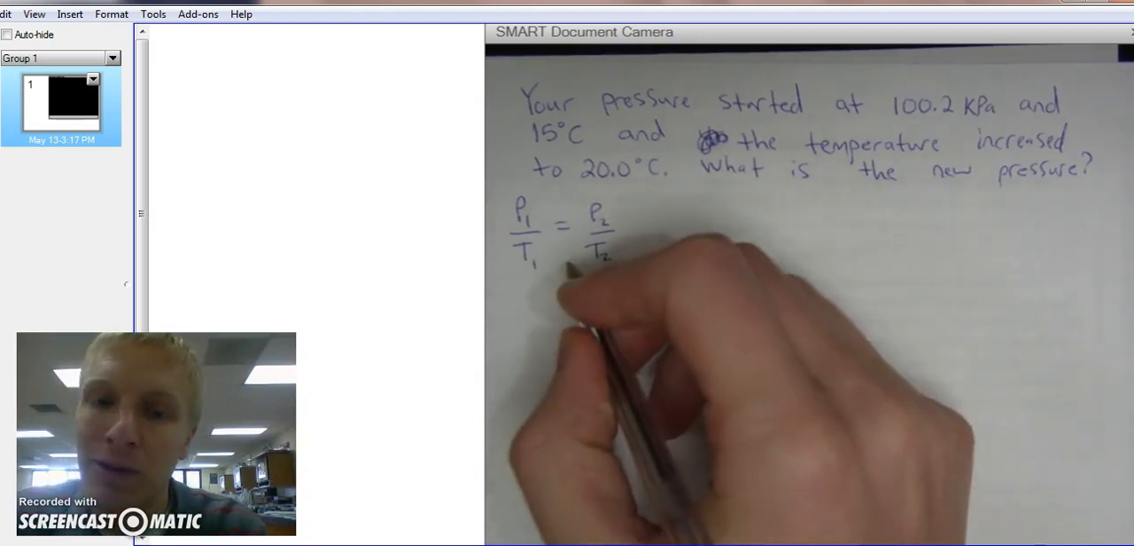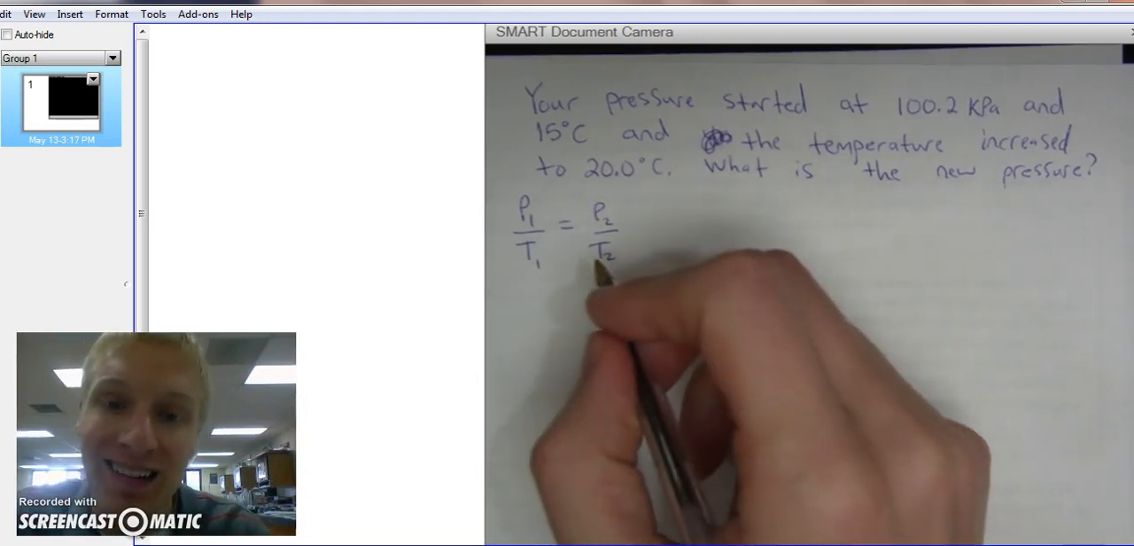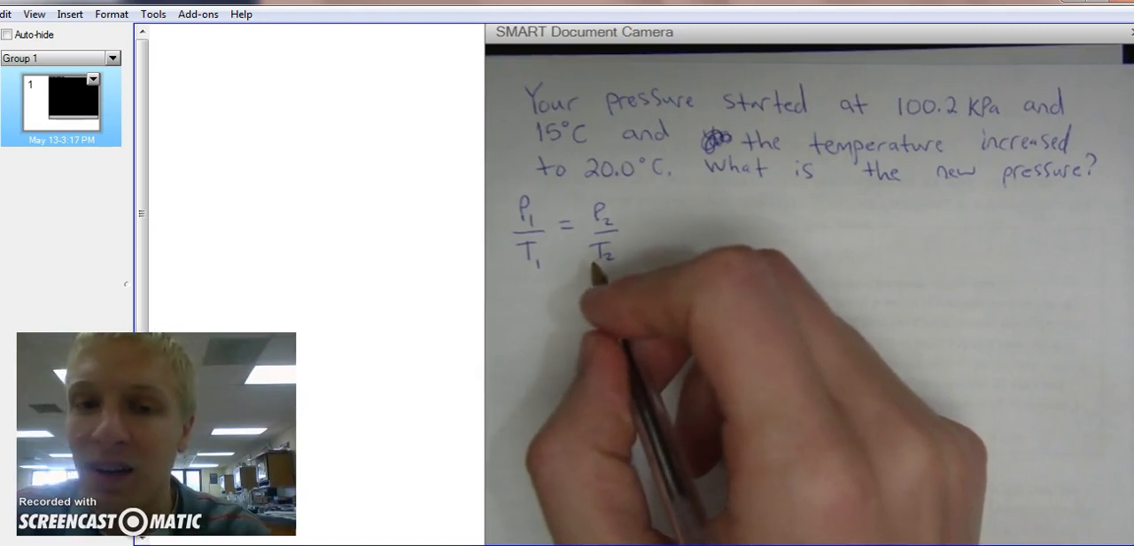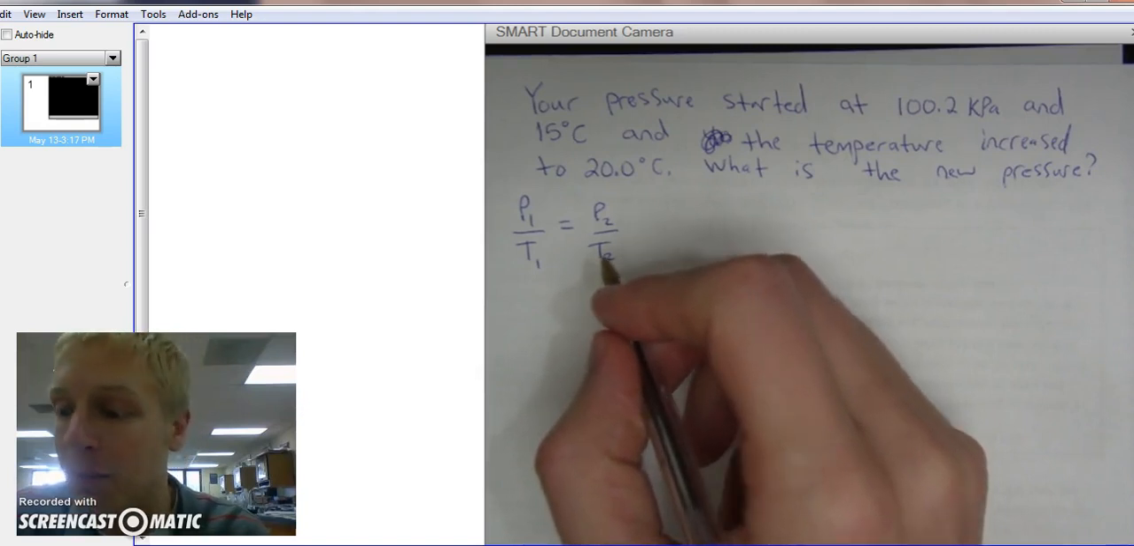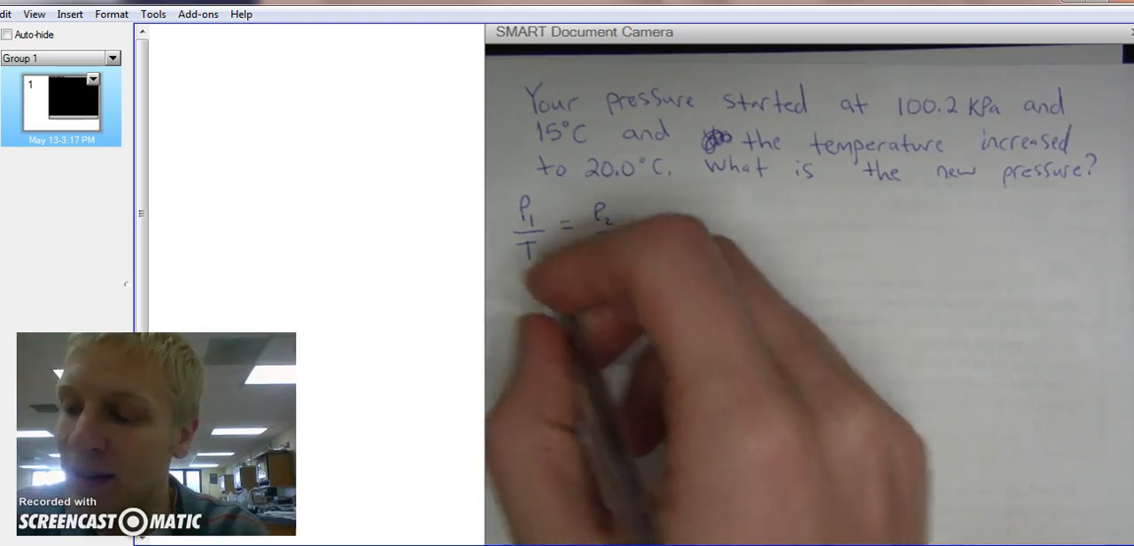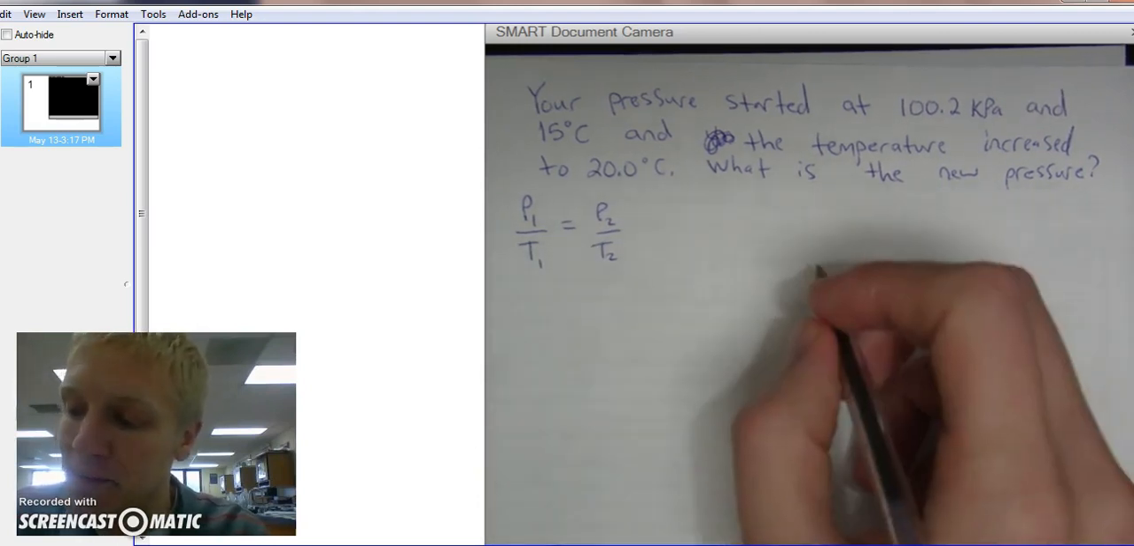And we have to remember, whenever we do gas laws, we have to have our temperature not in Celsius but in Kelvin, because it's based off of absolute zero, which is the movement of molecules that directly affects our gases.